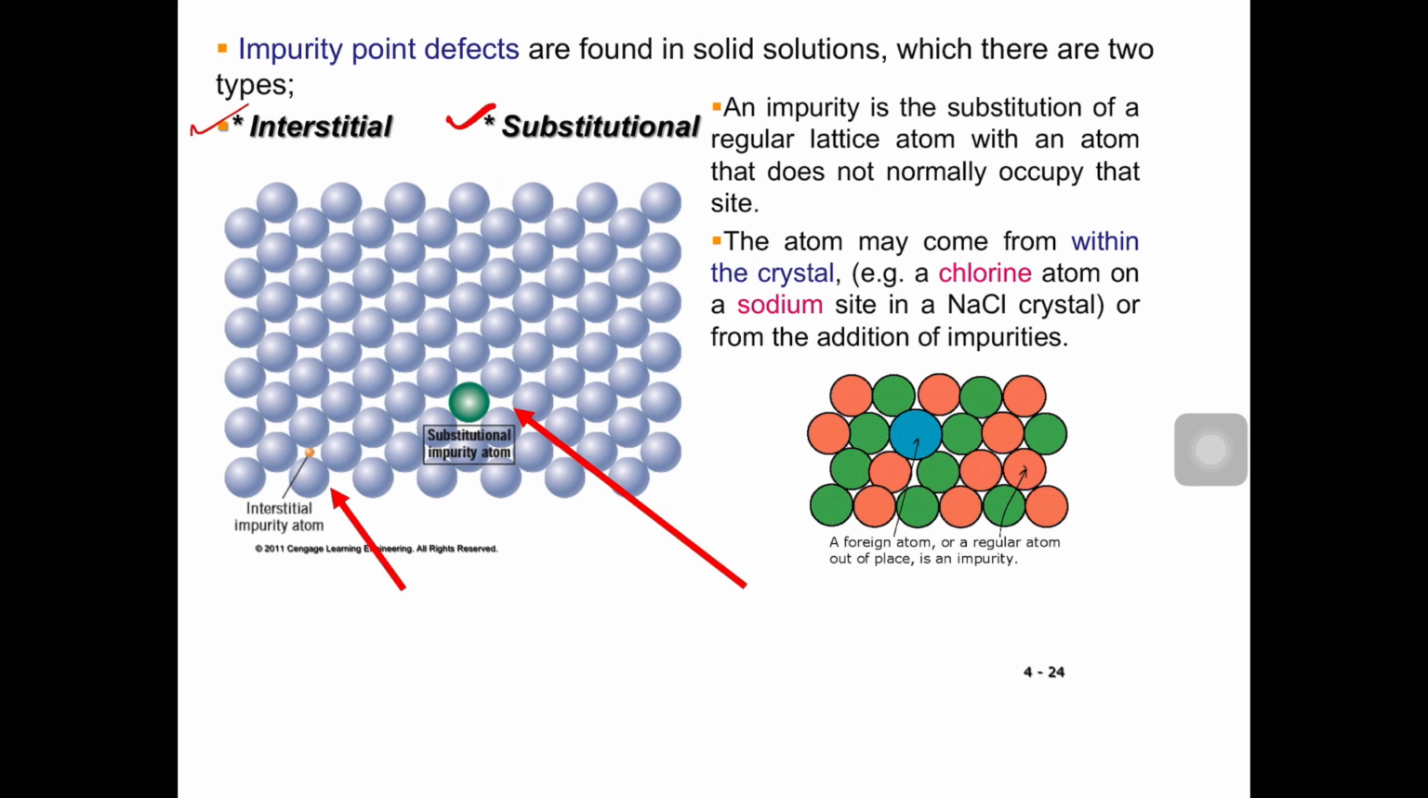That means that interstitial is a small one and substitutional is a bigger one. There are differences between interstitial and substitutional. An impurity is the substitution of a regular lattice atom with an atom that does not normally occupy that site. The atom may come from within the crystal. An example is a chlorine atom on a sodium site in a NaCl crystal, or from the addition of impurities. So there is an example here in terms of chlorine and NaCl.